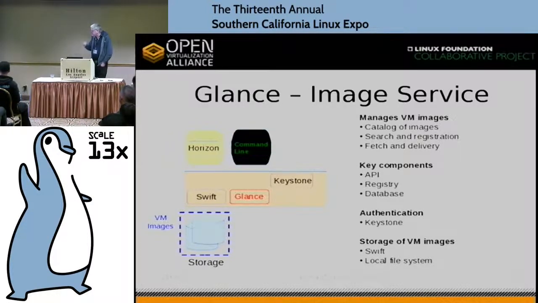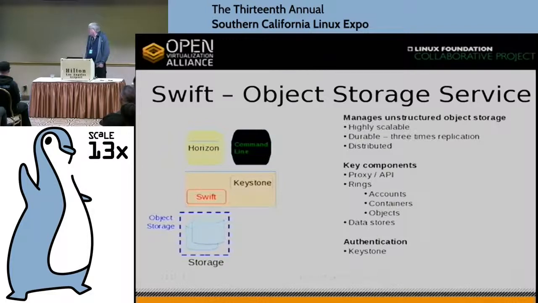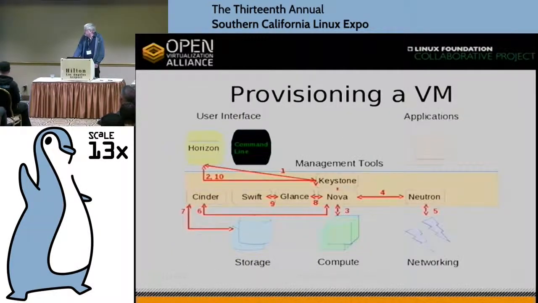Glance is the image service. This is where the virtual machine images are kept. It has a catalogue of images, it can register them, fetch and deliver them, and then those can be stored either in Swift, which is the object storage capability provided by OpenStack, or in a local file system. And the object storage manages unstructured objects, so it's durable, it's got this 3 times replication, okay? And that'll then plug into the back end in terms of whatever underlying disk storage you're using.